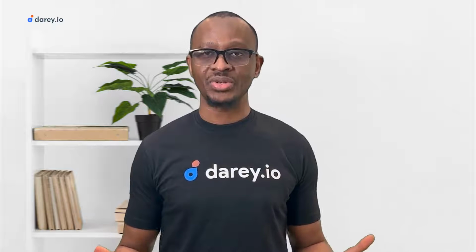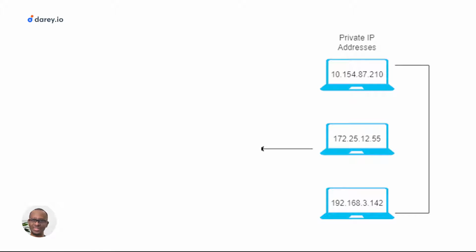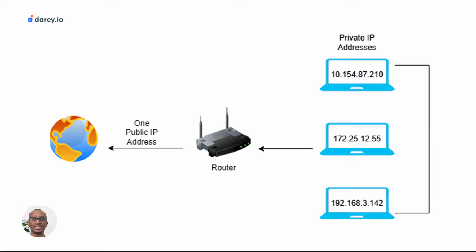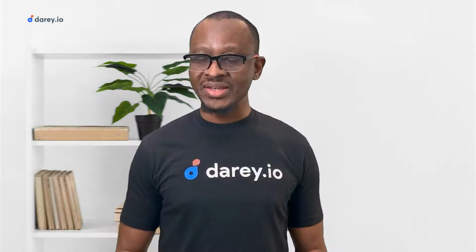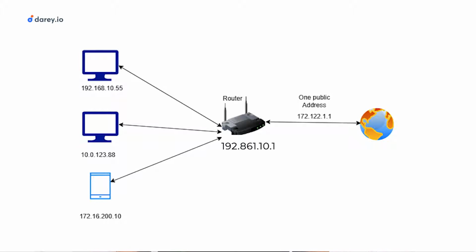Imagine your home has multiple devices, phones, laptops, tablets, all connected to the internet. Each device has its own private IP address, but when they access a website, the request appears to come from one single public IP address assigned by your internet provider. That's because your router at home acts as a NAT device. It translates the private IP addresses of your devices into a single public IP before sending traffic to the internet. Then, when the response comes back, the router knows which device made the original request and forwards the response accordingly. This allows multiple devices to share a single public IP while keeping their private addresses hidden from the outside world.